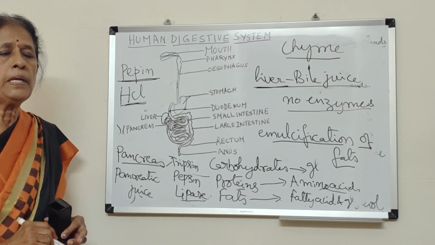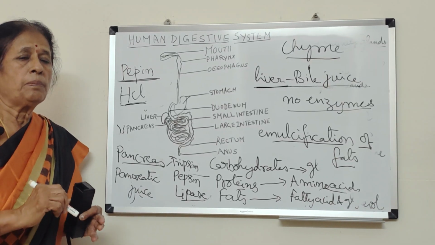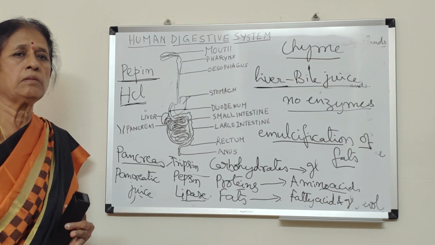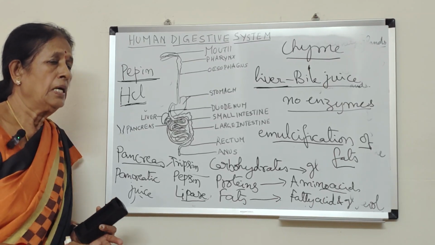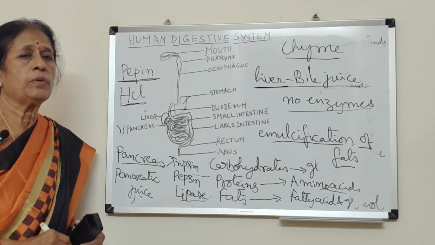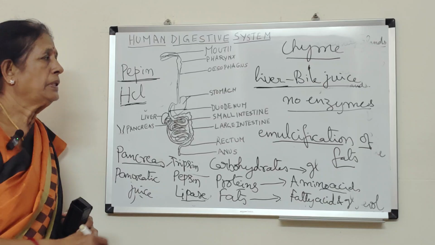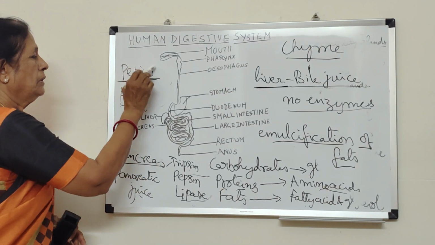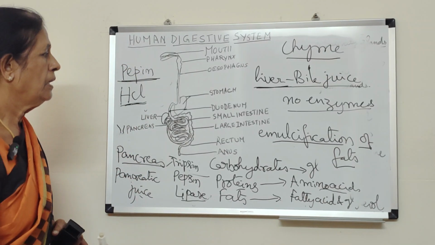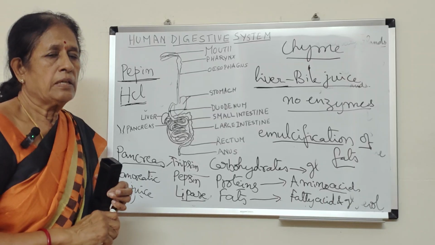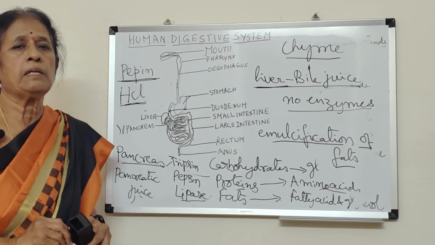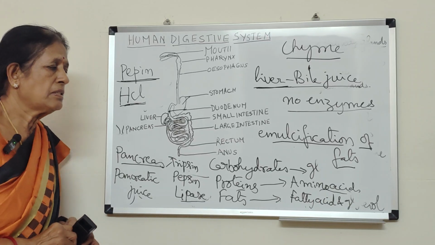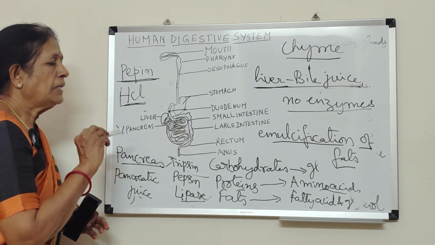Hydrochloric acid mainly helps in two ways. One is killing the harmful bacteria present in the food. That is the first step. And it creates an acidic medium which helps in the digestion of proteins due to the enzyme pepsin. So the food is very well churned in the stomach, and next it enters the next part of the digestive system, which is called the intestine.